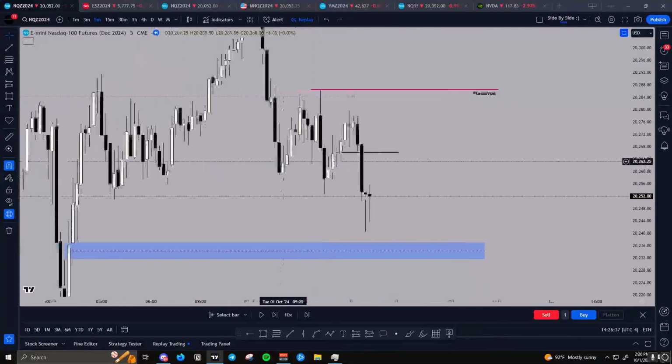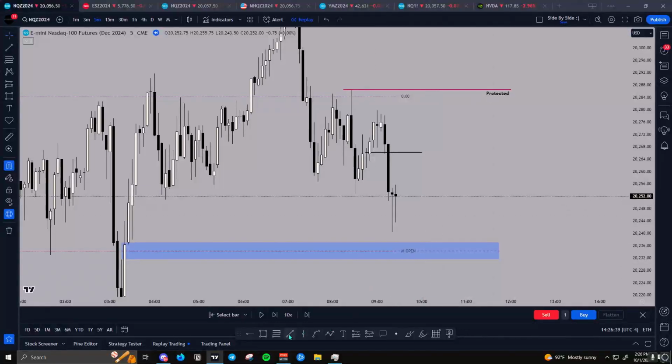But all I was anticipating here and what I was looking for now was price to come back into a premium of this range from this high to this low. Why? What do we have? We have relative equal lows, 5-minute pulls to sell side.